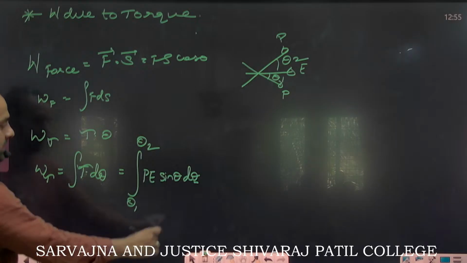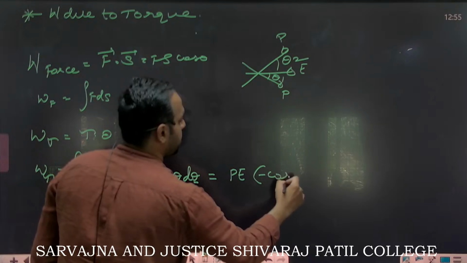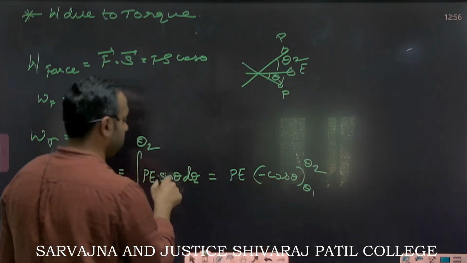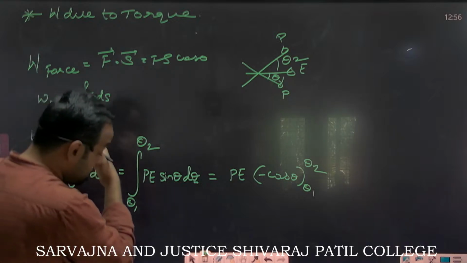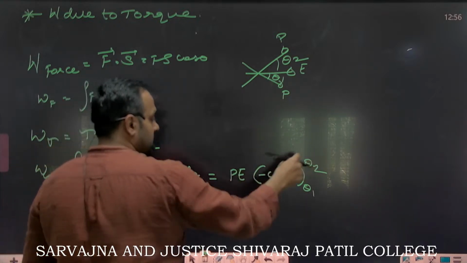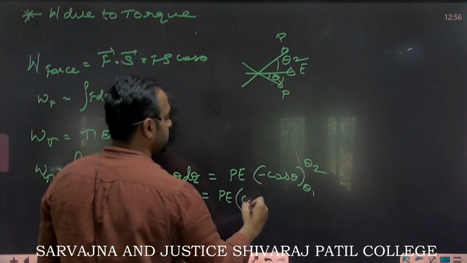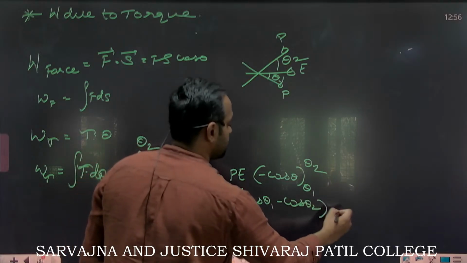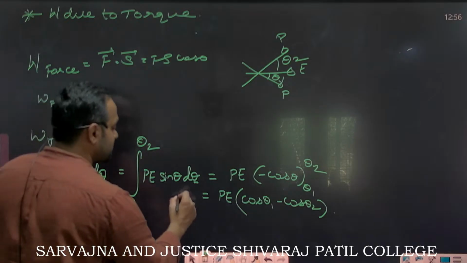If you integrate, what you will get is PE times minus cos theta, from theta 1 to theta 2, because the integration of sin theta is minus cos theta. If you substitute this, you will get PE (cos theta 1 minus cos theta 2). So this is the work done.